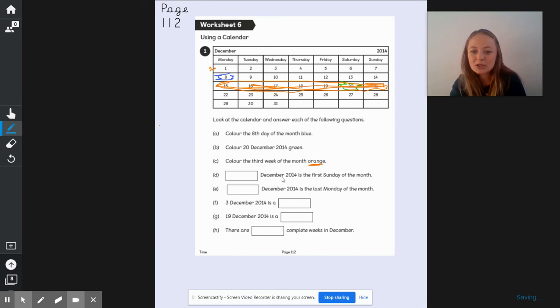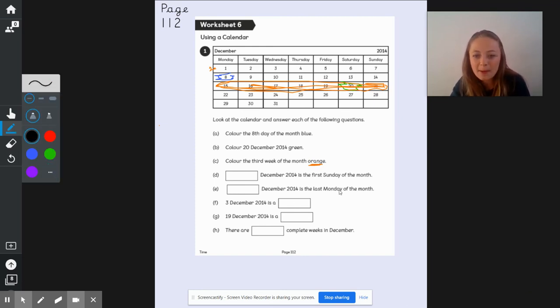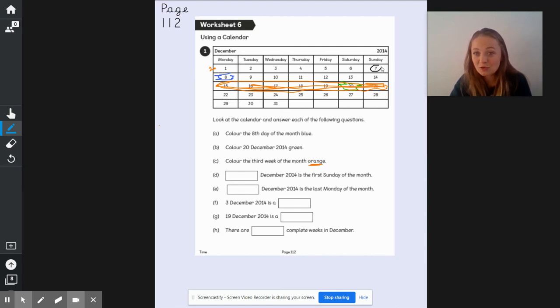Next, December 2014, is the first Sunday of the month. Which column shows me Sunday? Monday, Tuesday, Wednesday, Thursday, Friday, Saturday, Sunday. This is the first Sunday of the month. What's the first Sunday I get to? It must be this top one, so it'd be the 7th. Now, you could either just write 7, or we've learnt these, 7th, it's the last 2 letters.